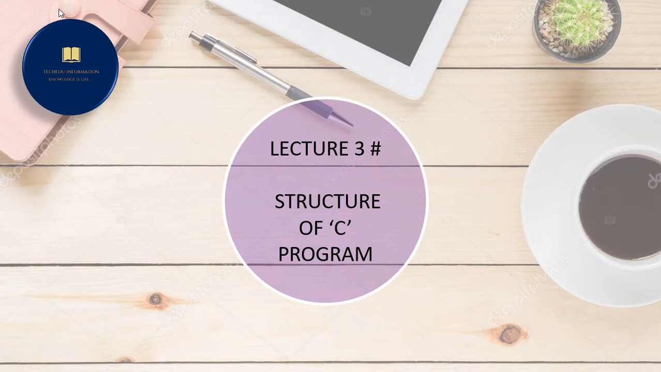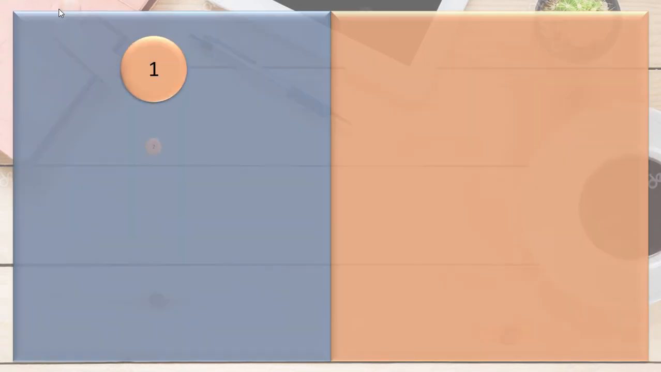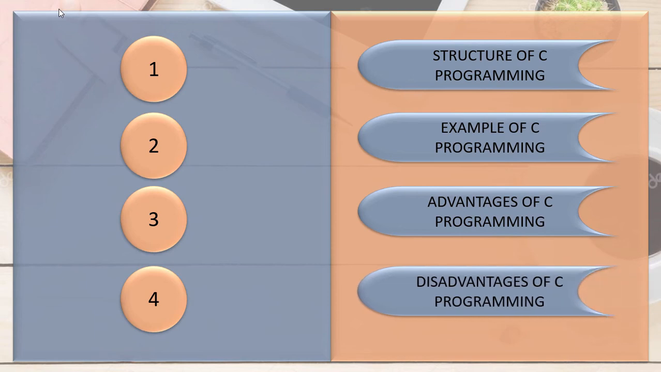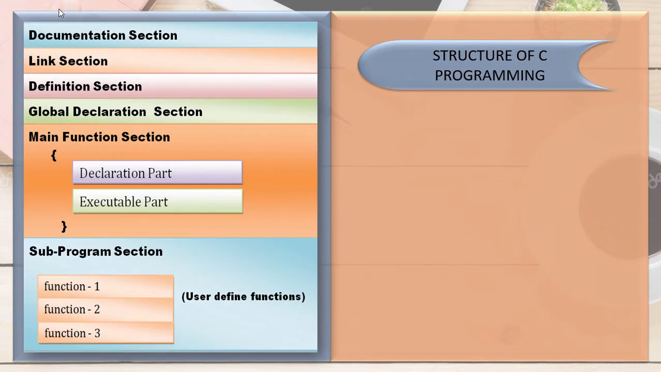In this video we are going to see the structure of a C program. So now let us start. We will see one by one what we are going to see in this video. First of all, the structure of C programming, then an example of C programming, then we will see what the advantages of the same are, and then the disadvantages. So let us start one by one. Structure of C programming.